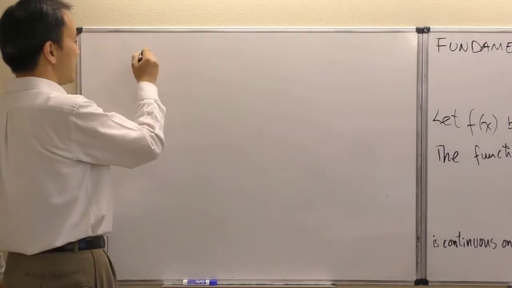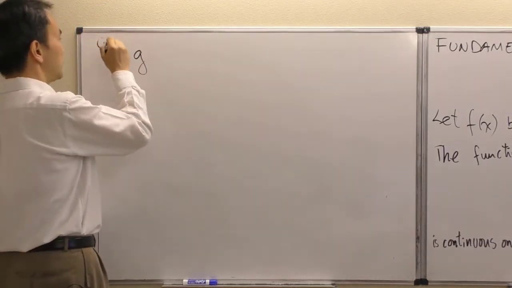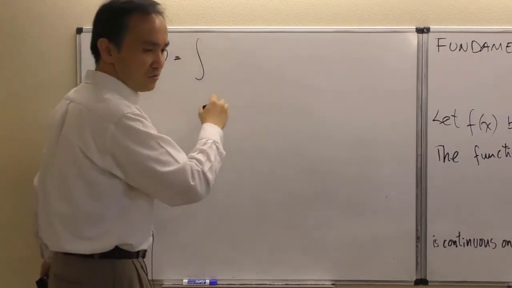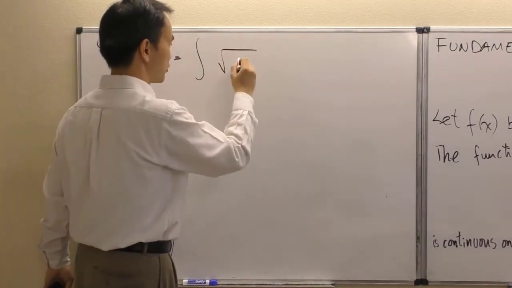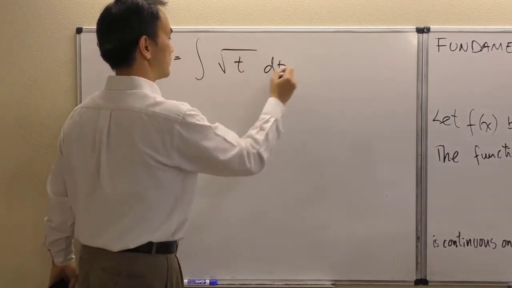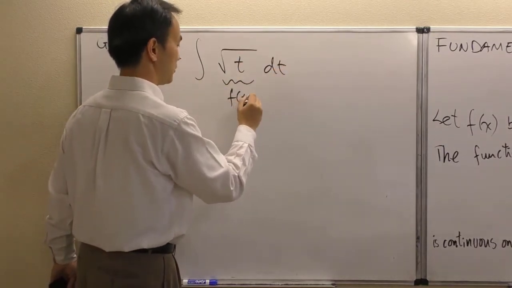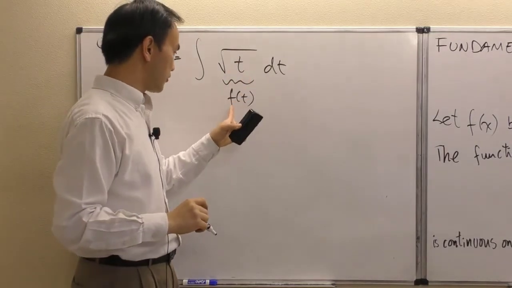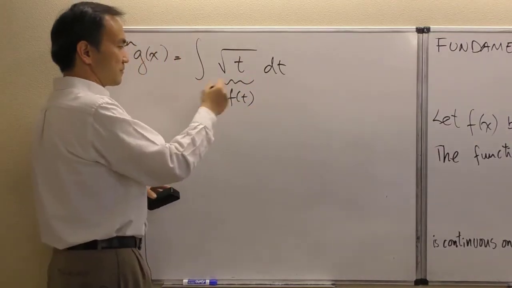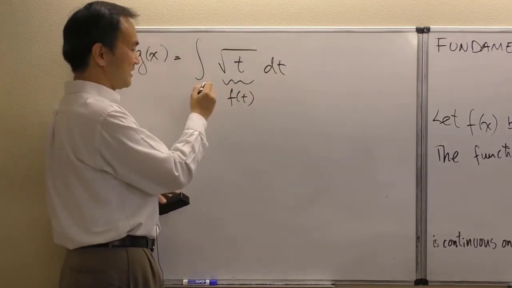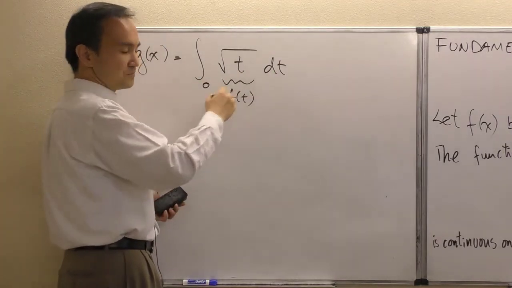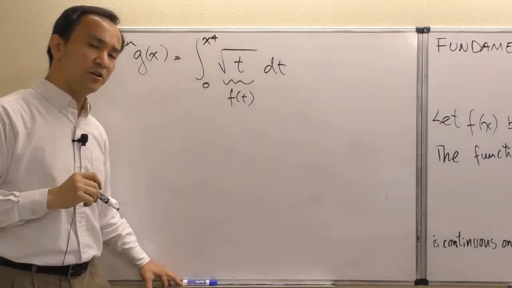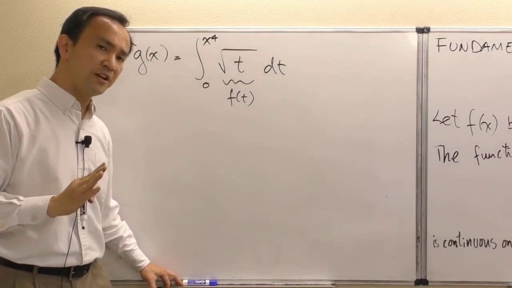Let's say we're given a function g of x, with a simple function square root of t. So this is our f of t right here, if you would like to say so. We're taking the accumulation of the function f of t with respect to the t variable, and we're accumulating from 0 to x to the fourth.